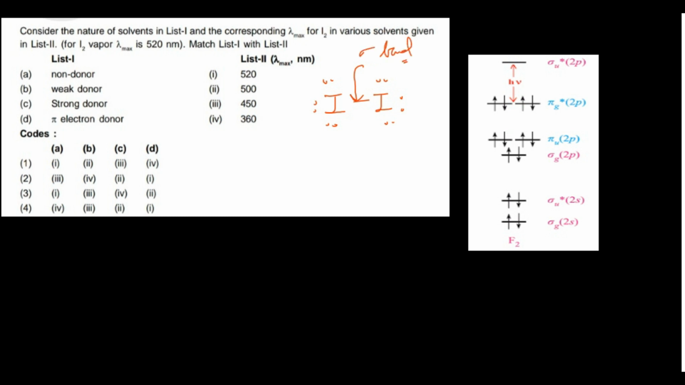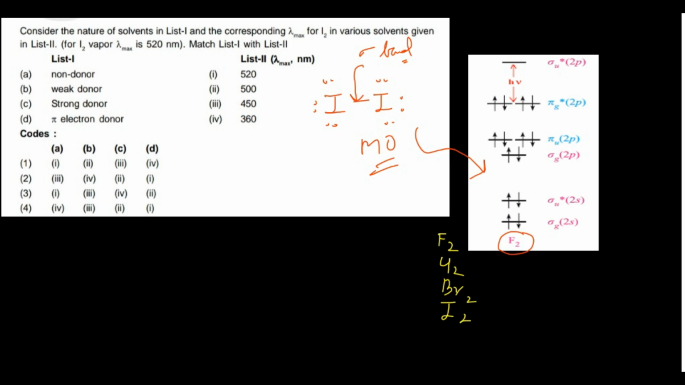What you can do is go straight for the molecular orbital diagram of this one. So this is the molecular orbital diagram of fluorine. And it doesn't matter whether you have fluorine, chlorine, bromine, or iodine. It will not make any difference.